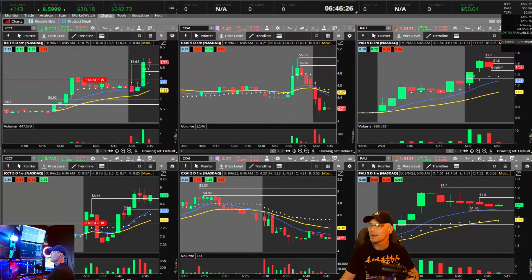I'm also keeping an eye on PALI over there. PALI breaking below that support.